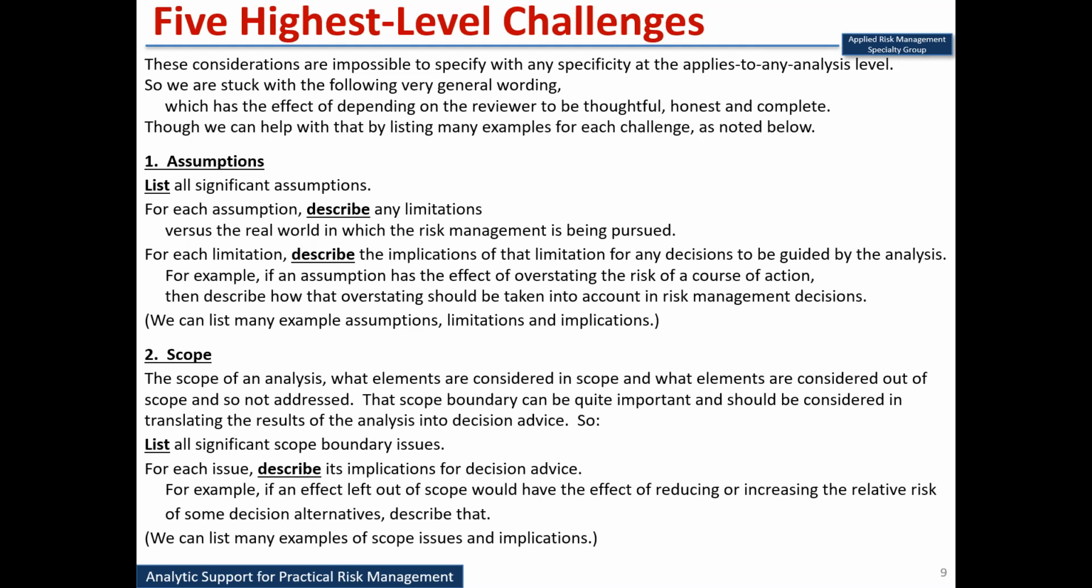Geez, John, that's pretty vague and general. Yeah, but what are you going to do? Anybody here want to write down all assumptions that will ever be used for any analysis? Not me. So you want to list those assumptions in a way specific to the analysis you're talking about. And this might be dumb. On the other hand, if we can list many example assumptions, limitations, and implications, it will help both the reviewer figure out what he or she should do and the decision maker or stakeholder realize what's going on.